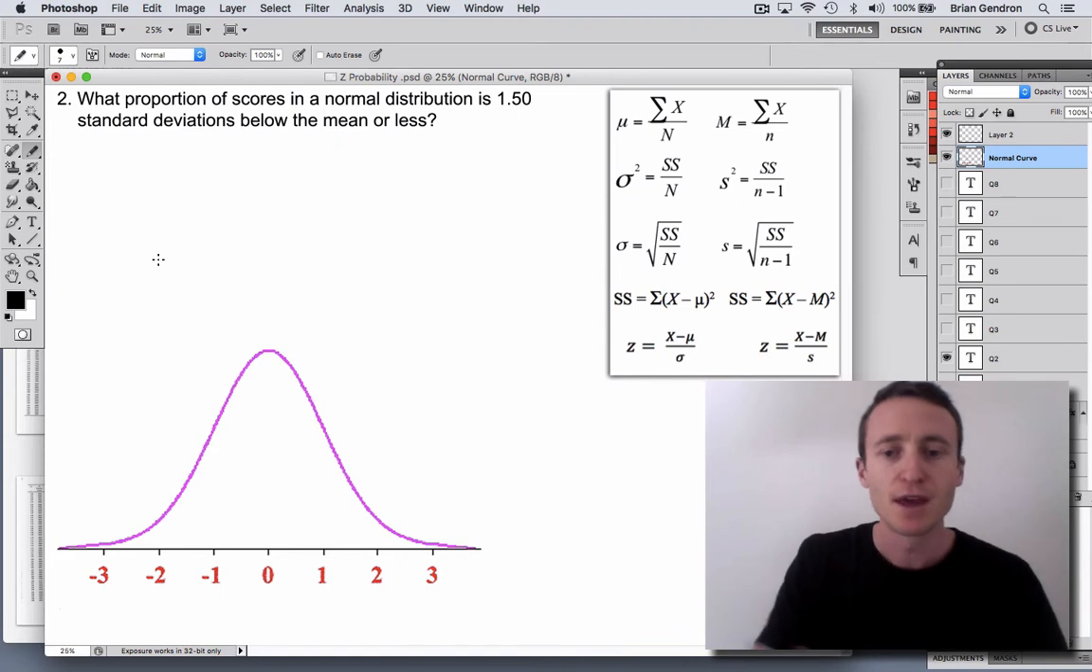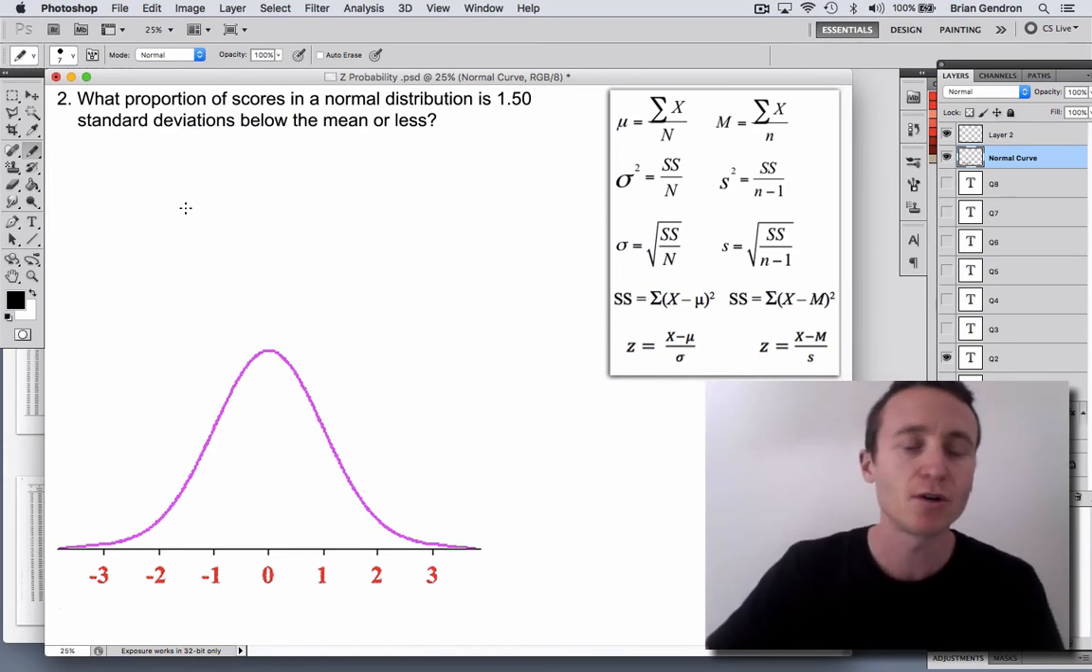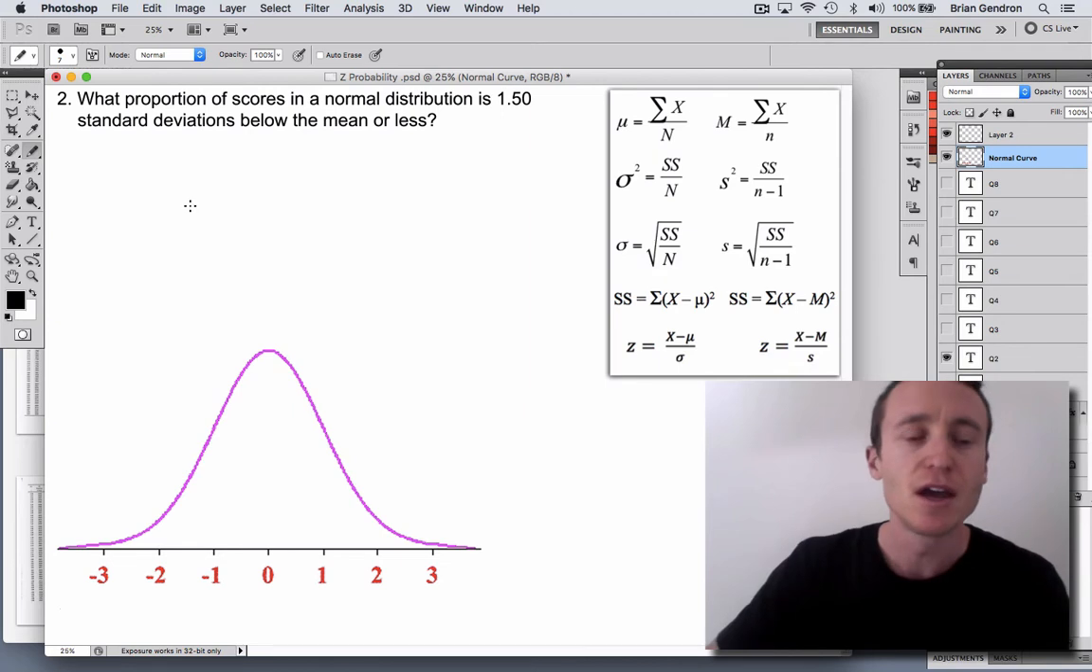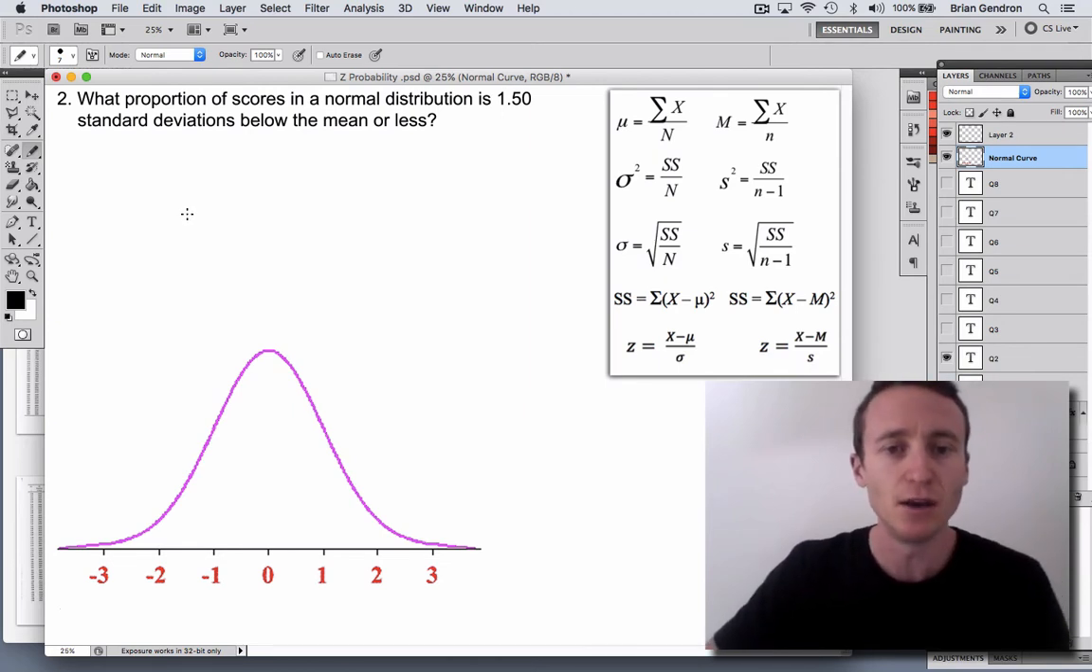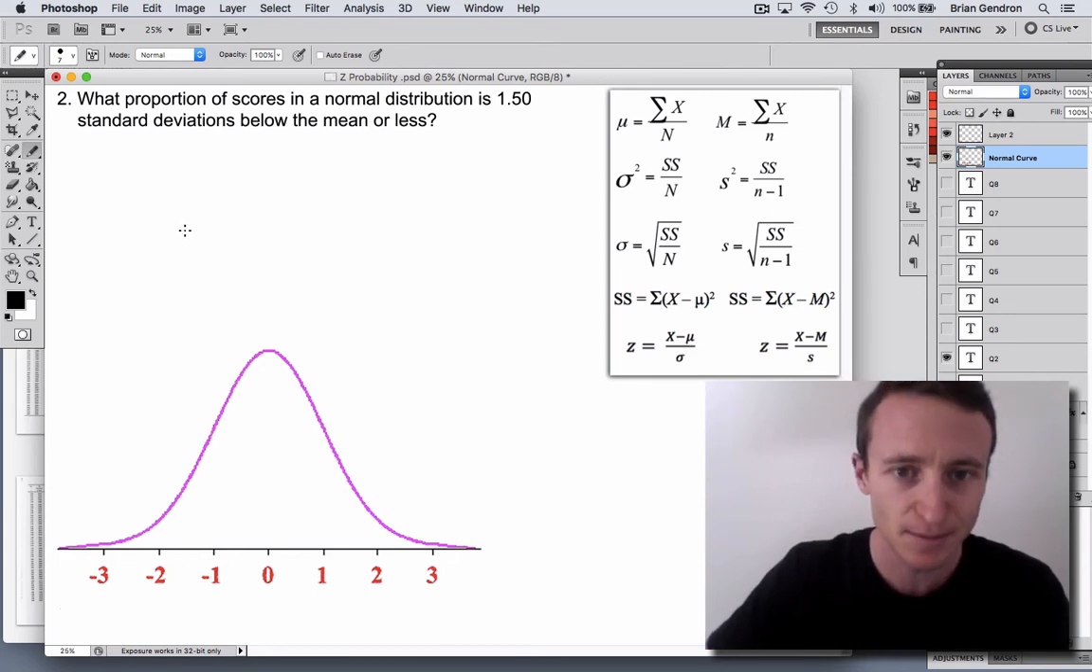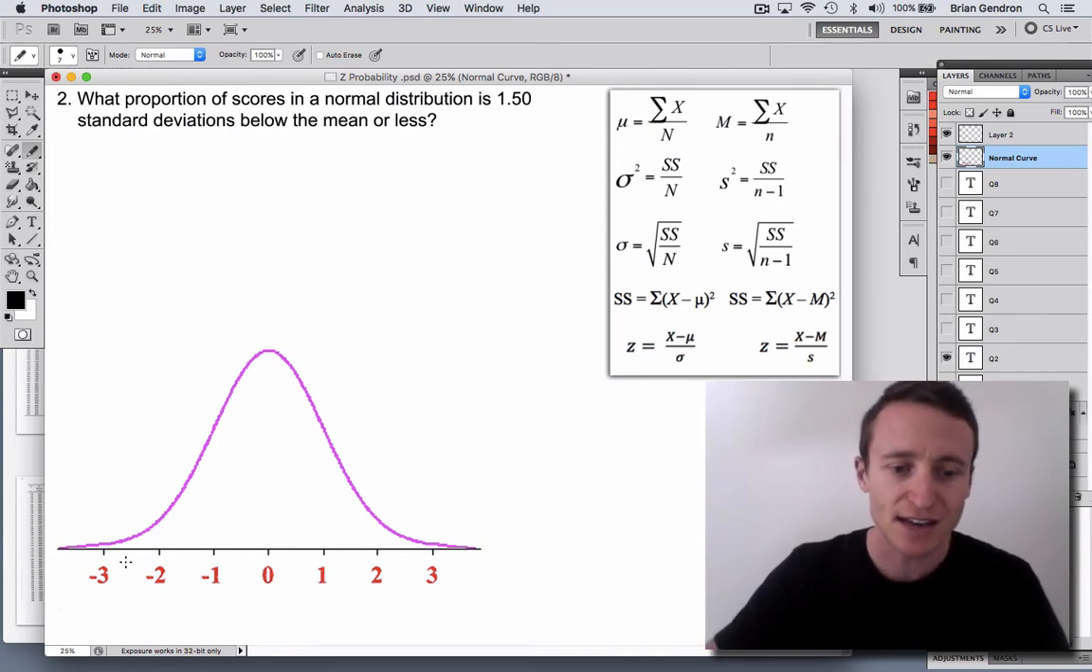So this first question says what proportion, or I guess the second question here in our video, says what proportion of scores in a normal distribution is 1.5 standard deviations below the mean or less? All right, so these are the standard deviations that are below the mean because they're negative. The mean is right in the center. And it's asking about 1.5 standard deviations below the mean or less.